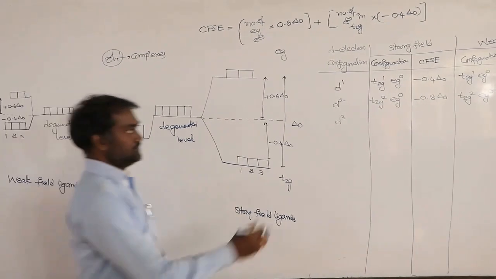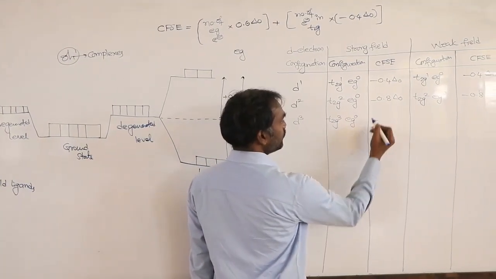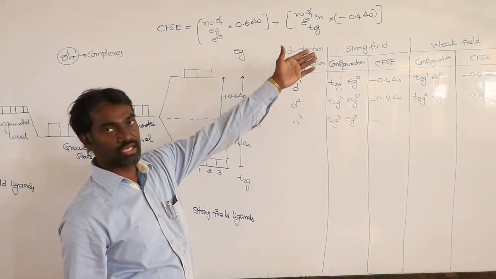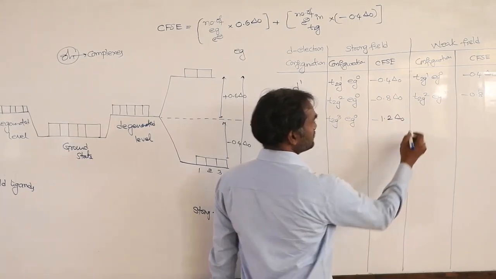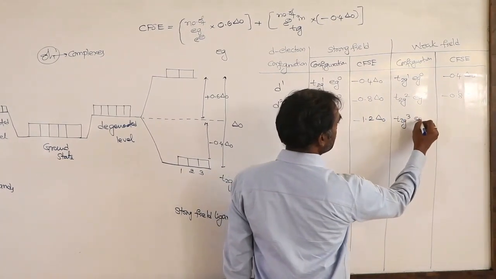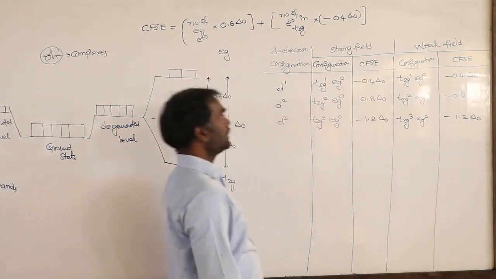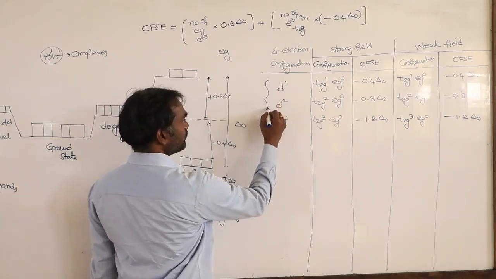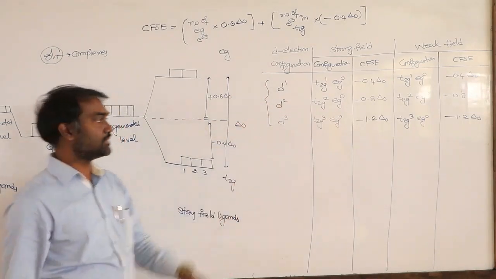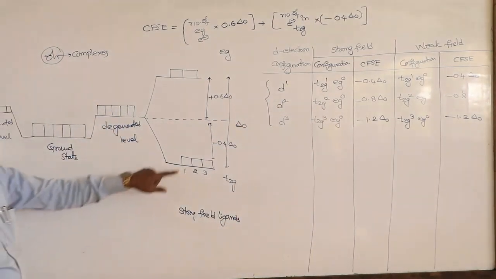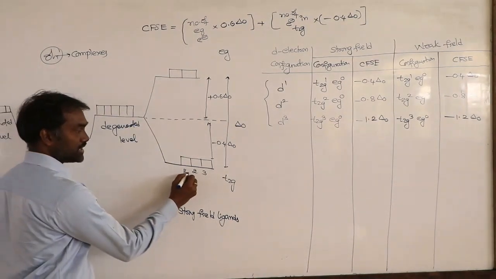So now T2G3 EG0. So what happens? 3 electrons, 3 into minus 0.4, so minus 1.2 delta 0. Here also T2G3 EG0, minus 1.2 delta 0. See, in strong field and weak field, the first electron, second electron, third electron, everything is the same. Now you come to the fourth electron. Here a large gap is there. The fourth electron is not going above, so it is combining with the one here only.